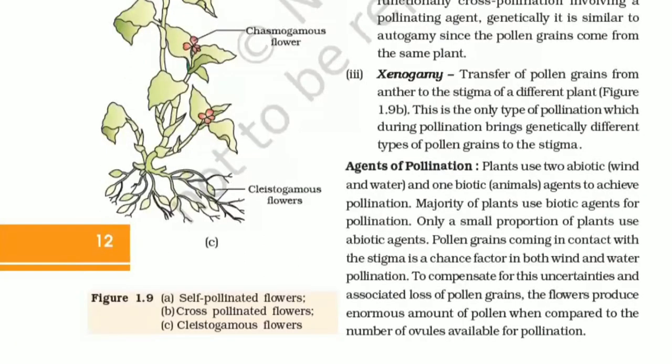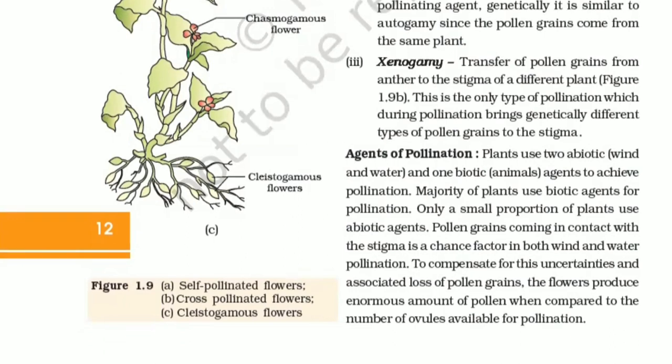Number three, xenogamy. Transfer of pollen grains from the anther to the stigma of a different plant, as shown in figure 1.9b. This is the only type of pollination which during pollination brings genetically different types of pollen grains to the stigma.